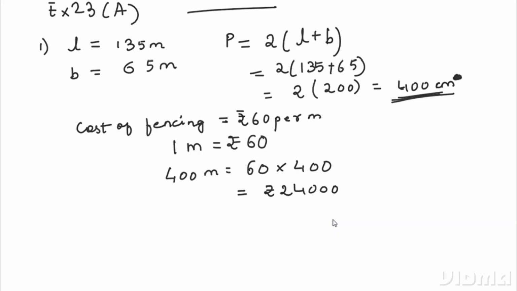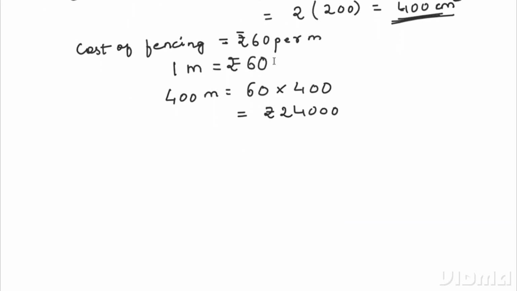Now let's move on to the next question. The next question says that the length and breadth of a rectangular field are in the ratio 7:4. This is the ratio of length to breadth. And they are telling that the perimeter is given as 440 meter. Now you have to find its length and its breadth. So this is my question.